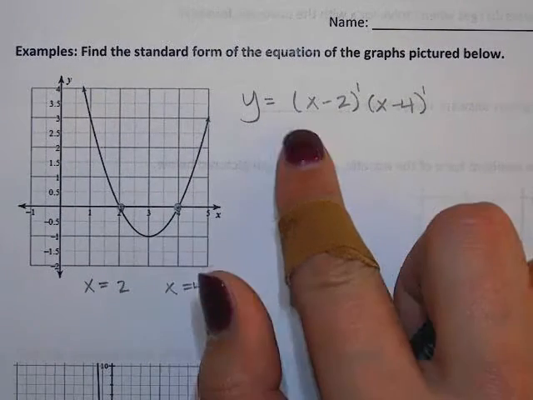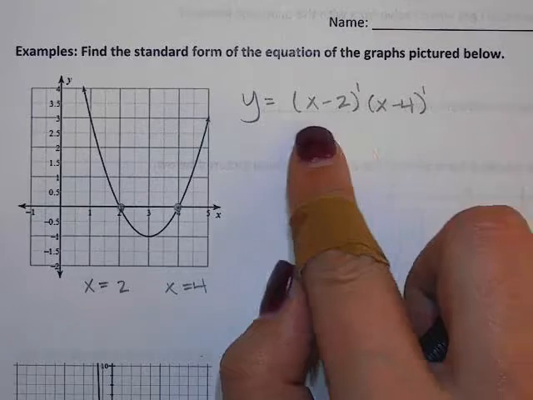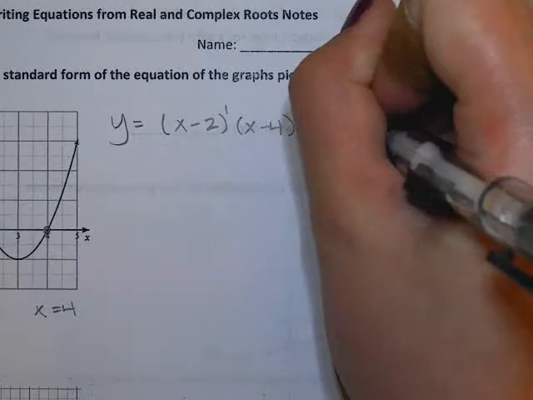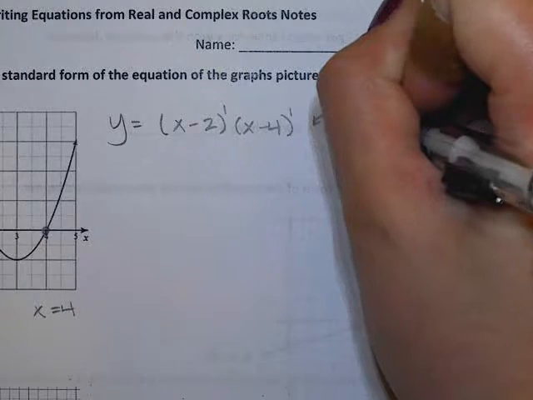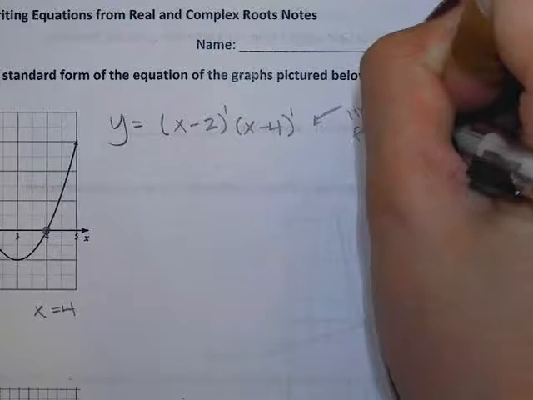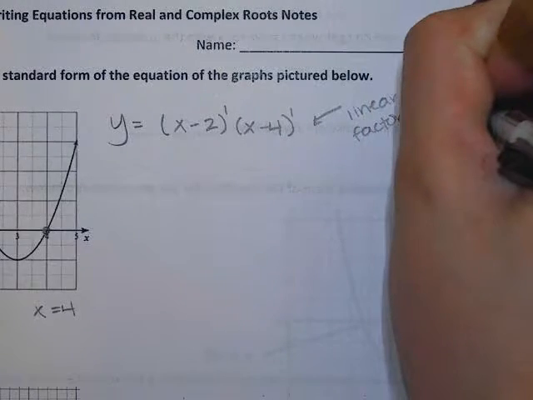So this form is called the linear factorization. So we're going to go ahead and write that down. If you want to think of it as the factored form, you can. We call this the linear factorization. And we already spent a whole day doing that.